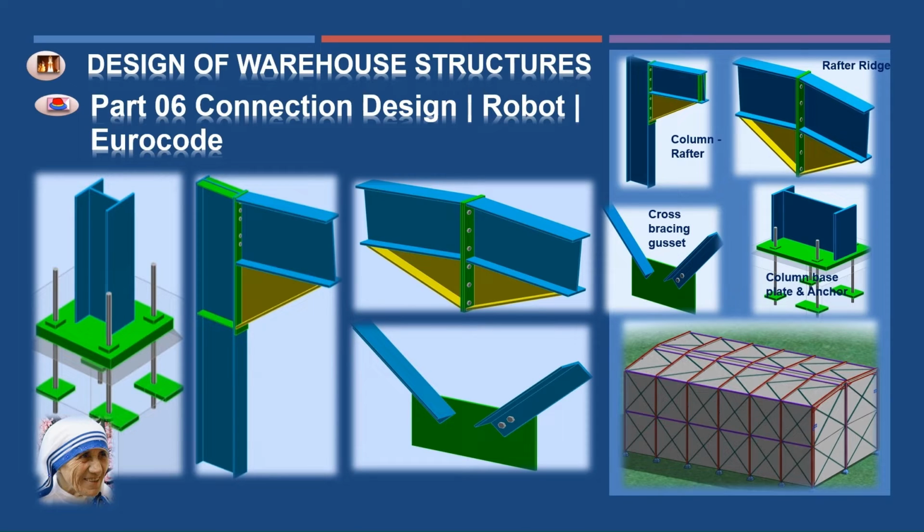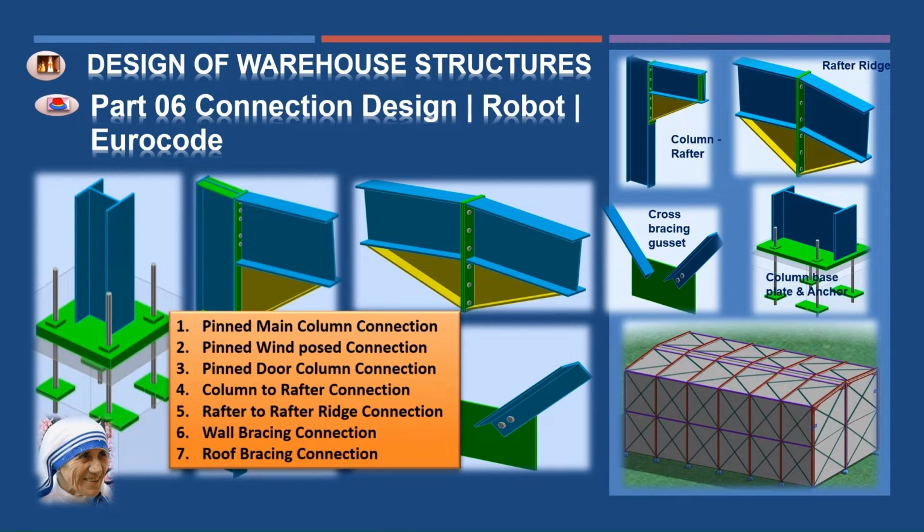Welcome viewers, this is part 6, design of warehouse structures. In this we are going to do the connection designs for various connections which are required for the warehouse building. So in this we are going to cover pinned main column connections, pinned window post connections, pinned door column connections. So these are the connections between the foundation slabs or foundations and the structure column.